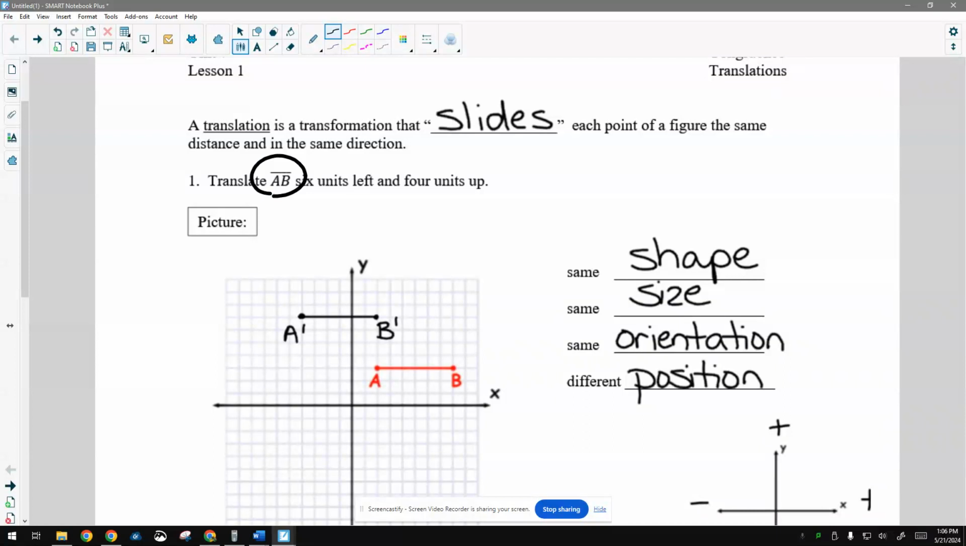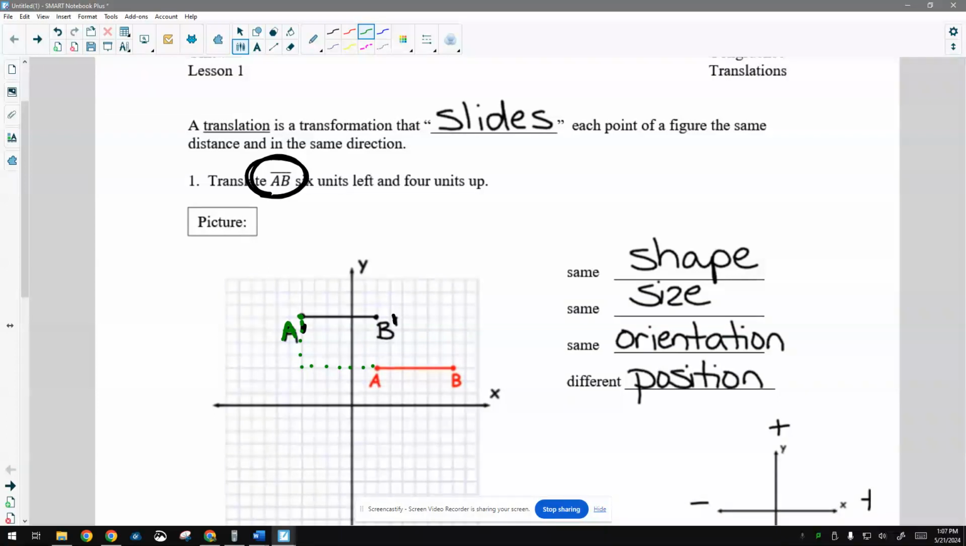So this one's AB. You want to know how I know that? This little thing right here, we say A prime, B prime. That means it is the post image. Okay, so the little slashes mean that happened after. All right, so the red one, line segment AB, we're going to take each point and go 6 units left. 1, 2, 3, 4, 5, 6, and 4 units up. 1, 2, 3, 4. And that's how I got to A prime.